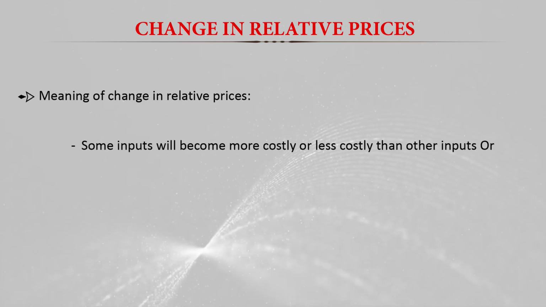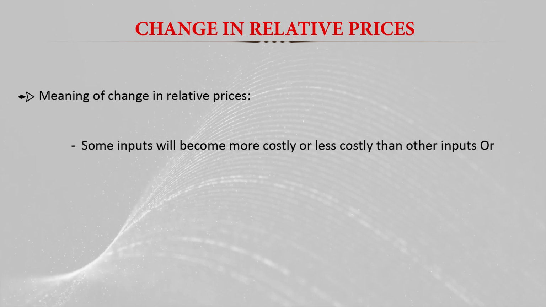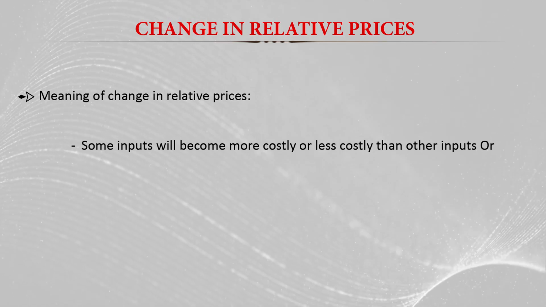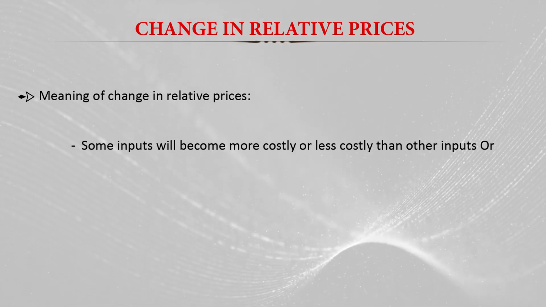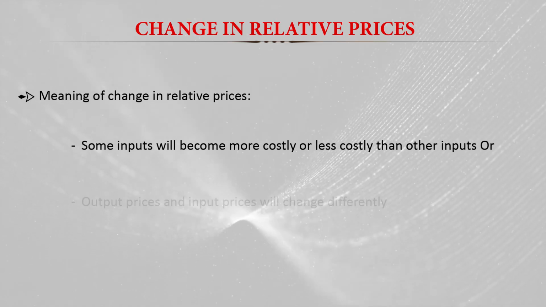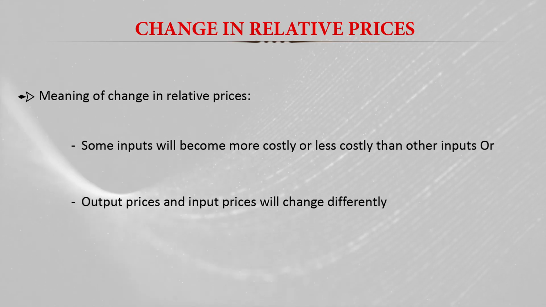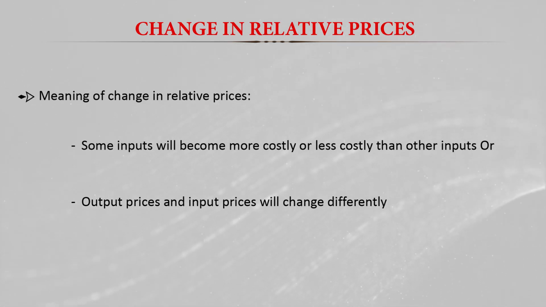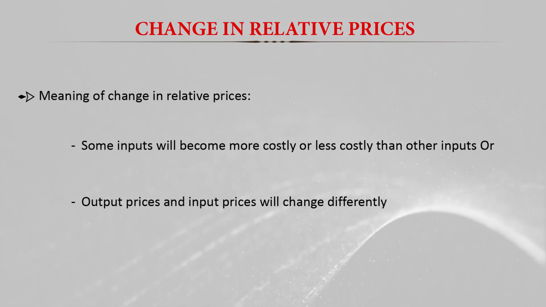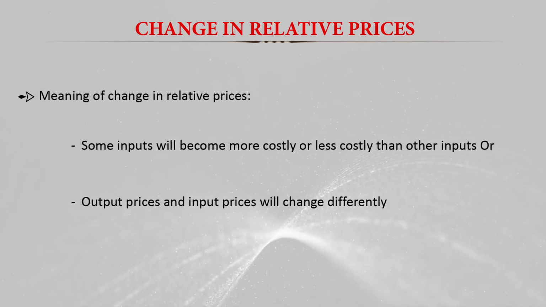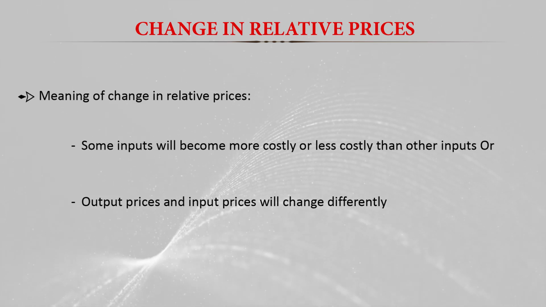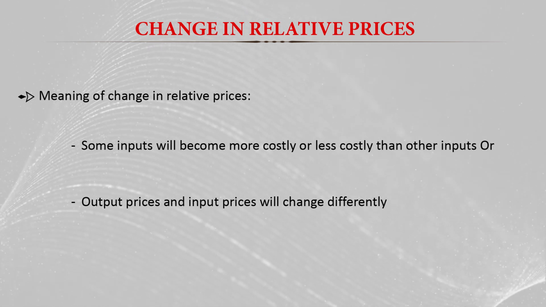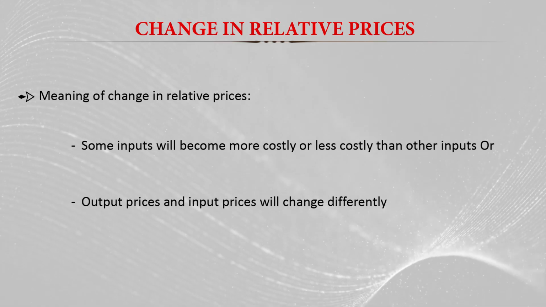Some input will become more costly or less costly than the other input. So this is within the input. Within the input also we have to see the relationship between the prices, and the other condition is that the output prices and input prices will change differently. Sometimes output prices increase, input prices reduce. So there is a variation in the degree of change of input prices and output prices. Like I give the example, increase in the input prices at the rate of 5%, increase in the output prices at the rate of 10%.